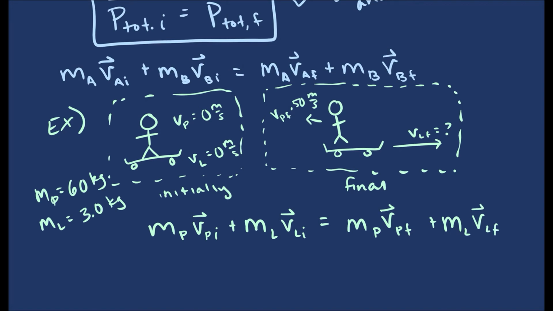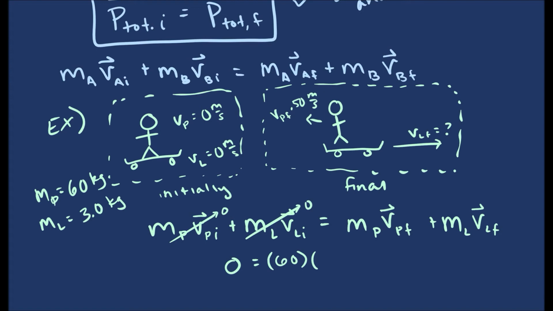Okay, a couple of things are going to become 0 for us. Both the longboard and the person initially have no velocity, so that actually makes both of these terms 0 here. So 0 equals, well, the mass of our person we know to be 60. The velocity of the person final, we know is to the left.